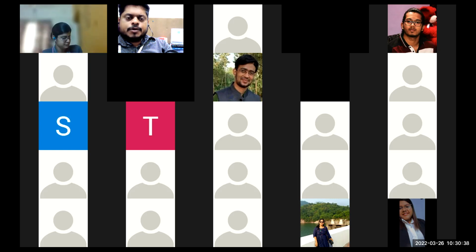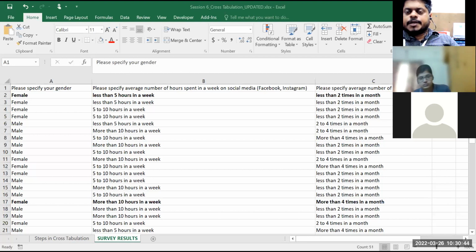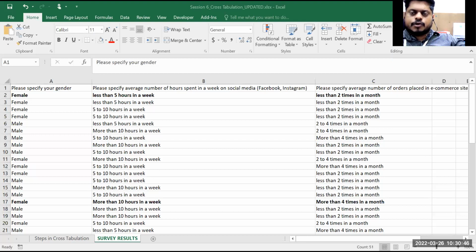So now let us try to understand what we mean by cross tabulation. As the name suggests, cross tabulation means I'm creating a table, right? Cross means I'm creating a table where I have two different variables in rows and columns. So that is the crossing part, crossing the x variable with the y variable and putting that into a table. That is the meaning of cross tabulation.